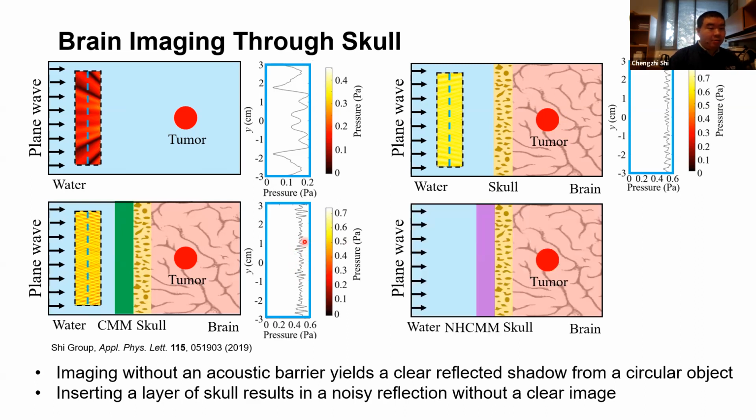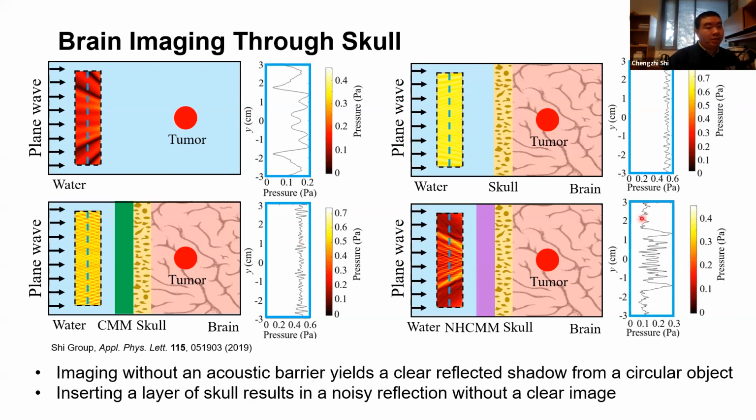Okay, but how about we use our non-Hermitian complementary metamaterial? Then now you start to see the shadow again. And that's how you reconstruct this brain tumor inside your B-mode image.